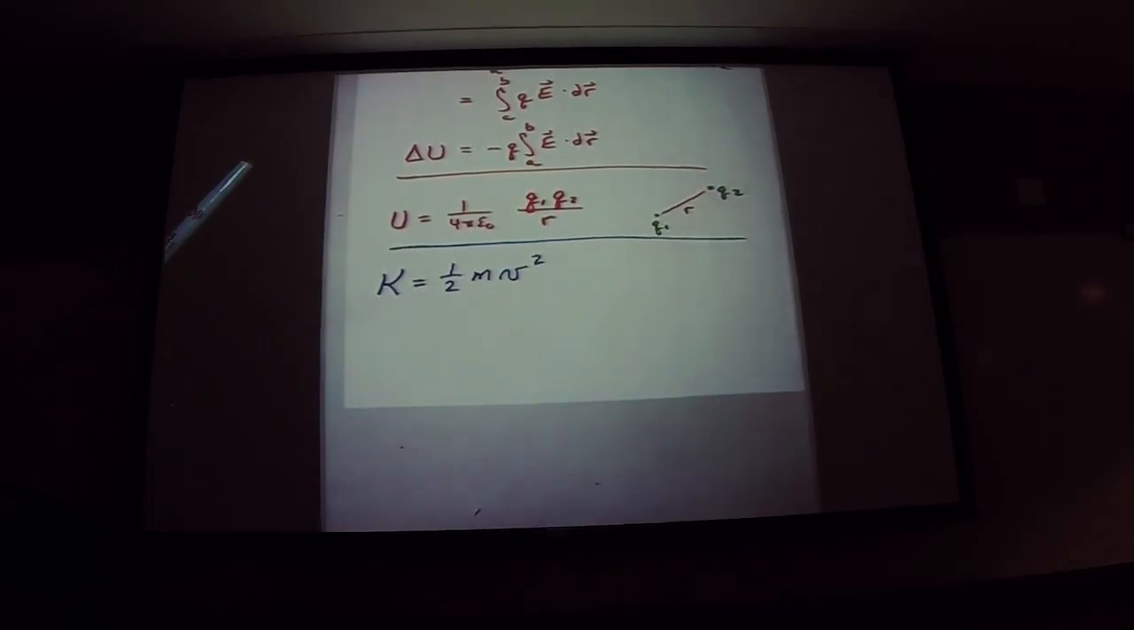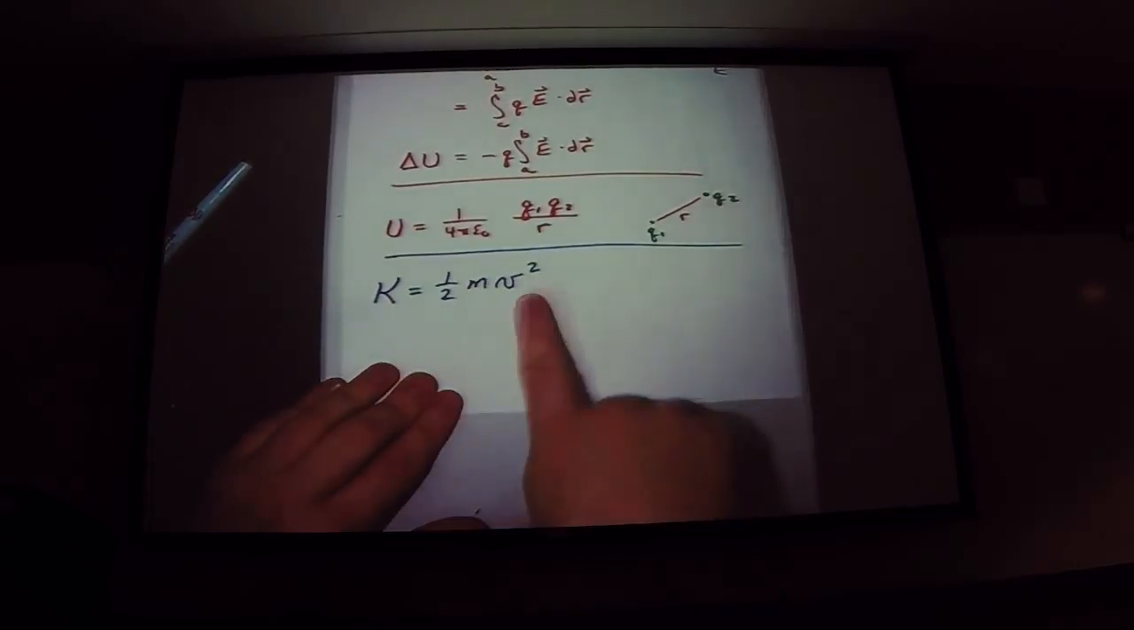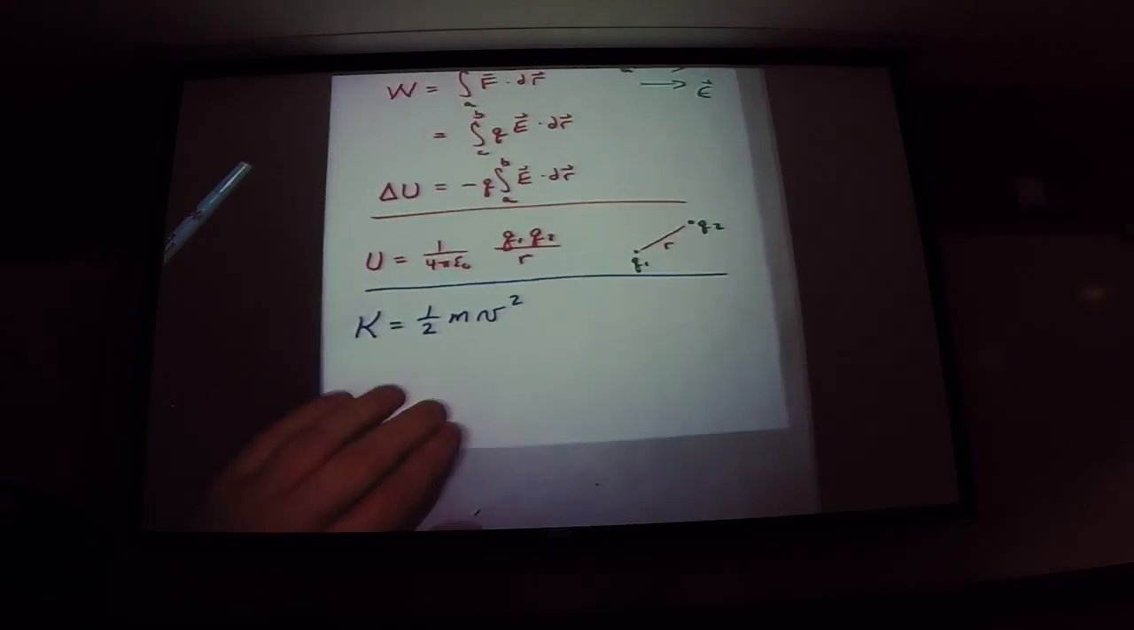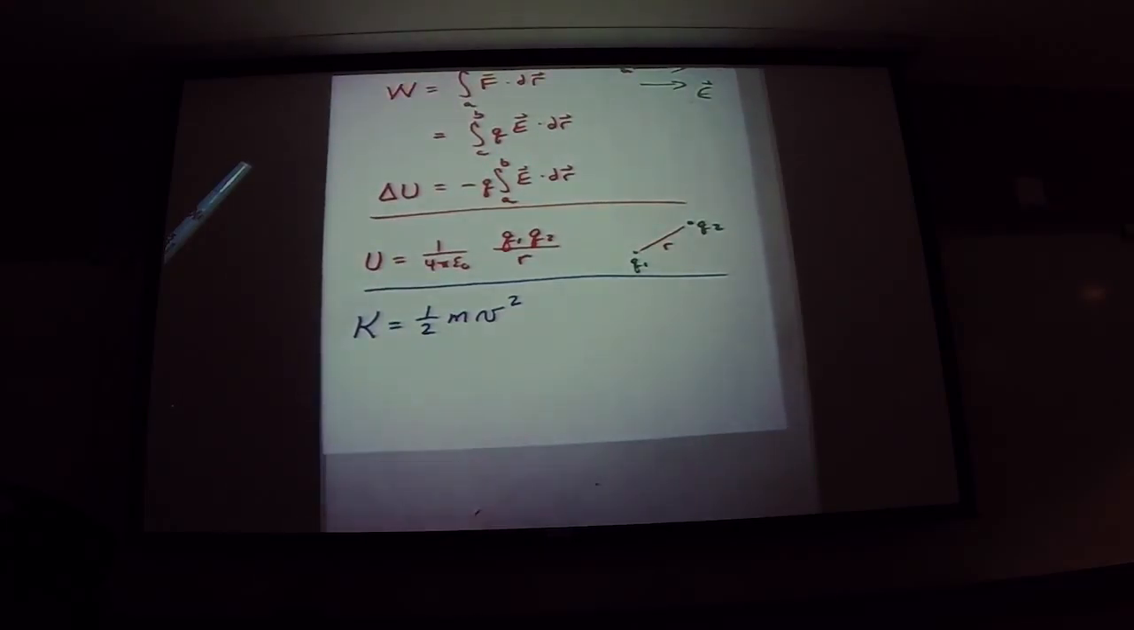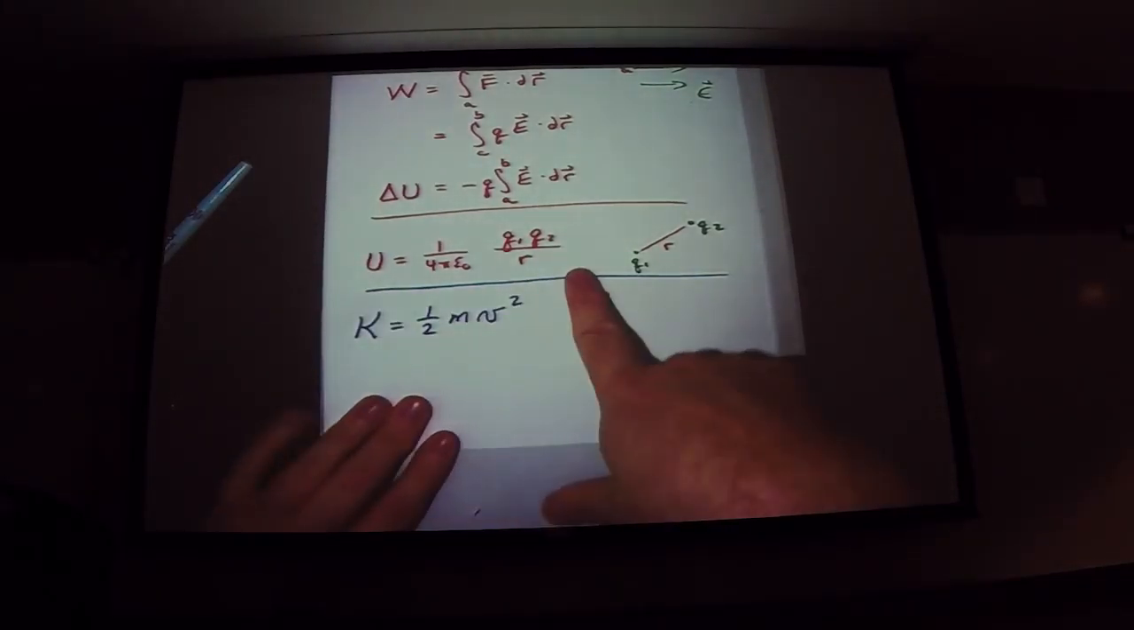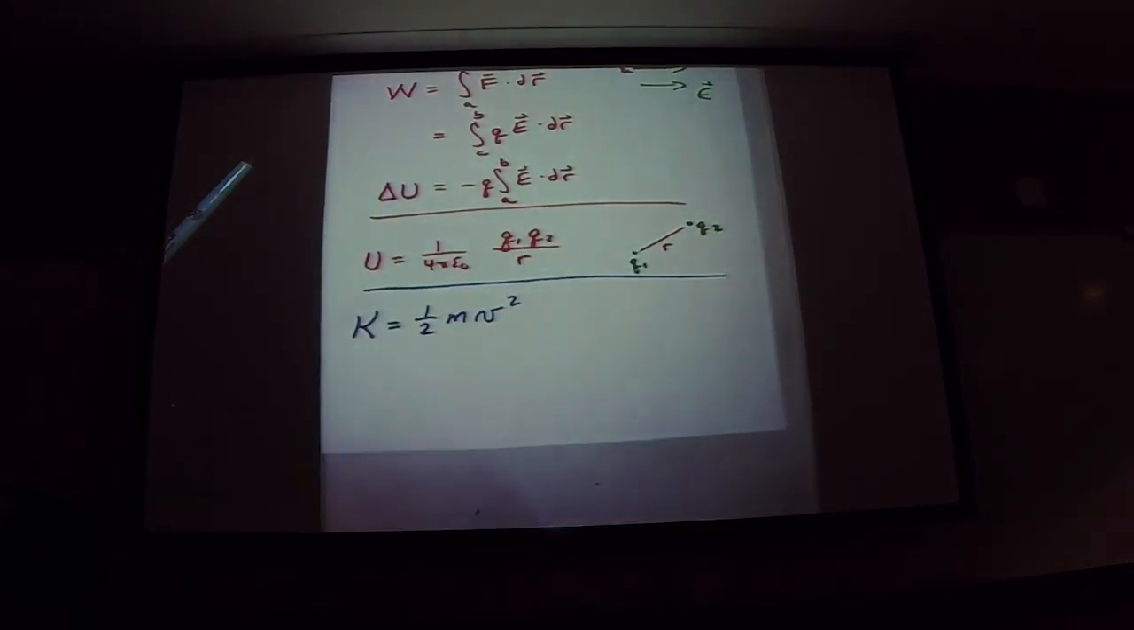All right, so that's the kinetic energy. But potential energies can be positive or negative. A lot of times, in the case of the electric field, they're positive and negative. Negative is just as likely as positive because the charges themselves can be positive or negative. We don't have negative masses, but we do have negative charges.